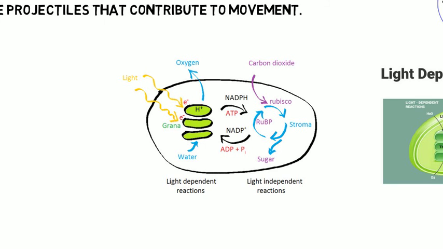In light-independent reactions or the Calvin cycle, carbon fixation occurs in the stroma of chloroplasts. ATP and NADPH generated by light-dependent reactions are used to assemble glucose.